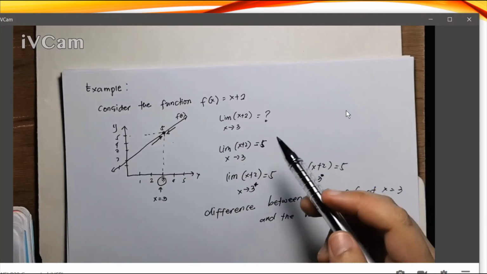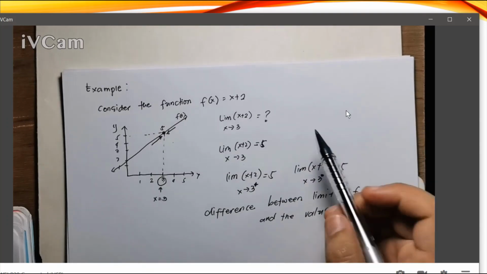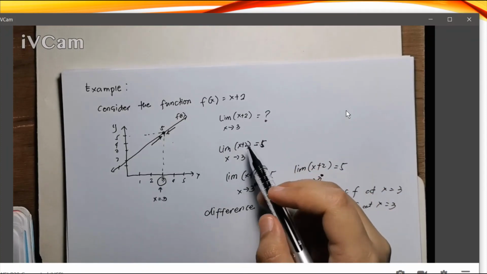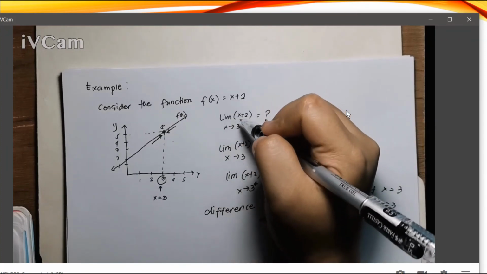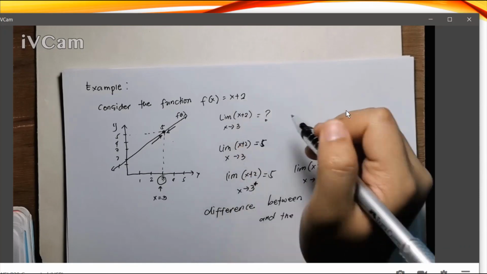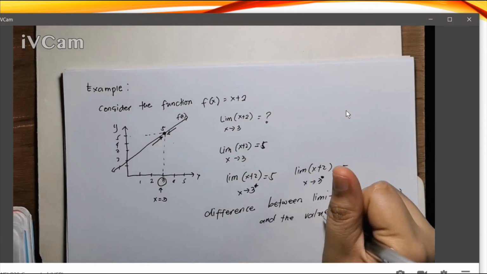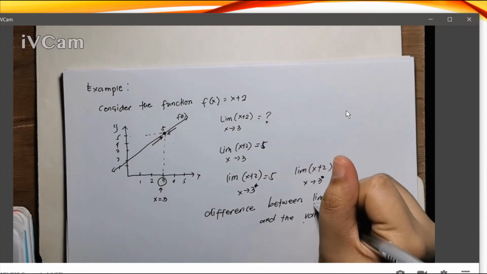Okay. If you look at the example, this f of x, ang value niya as our x is equal to 3 is 5. So why solve, just a value lang? Anong mag-limit-limit pa man ta?